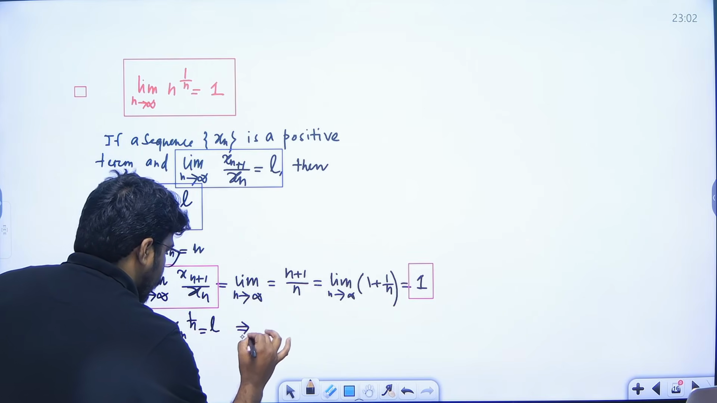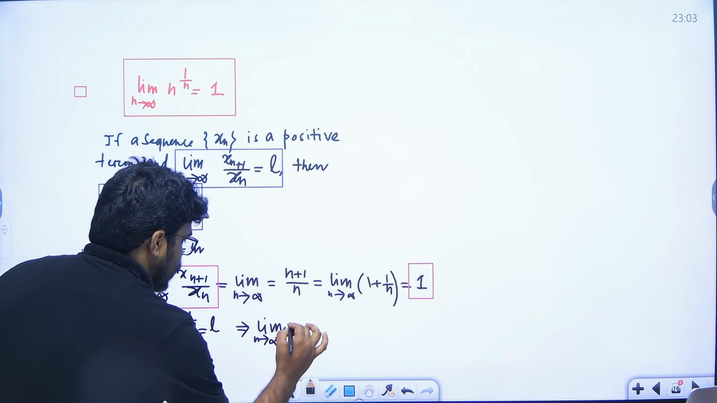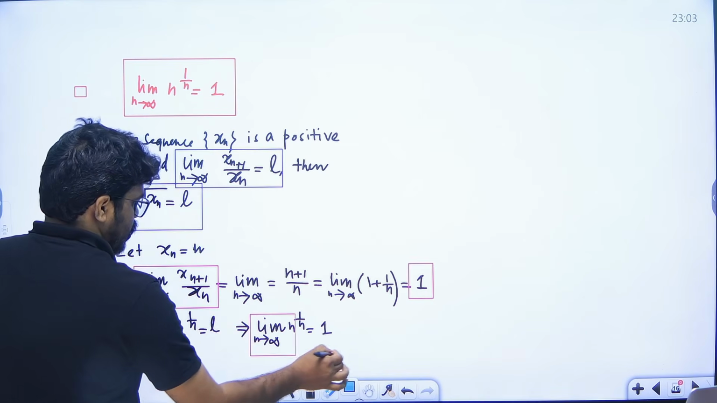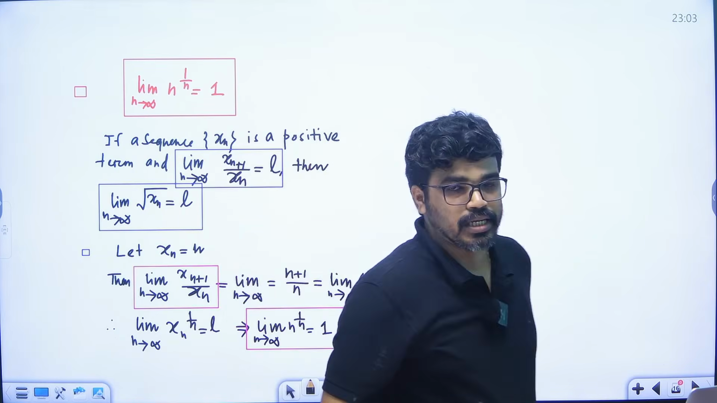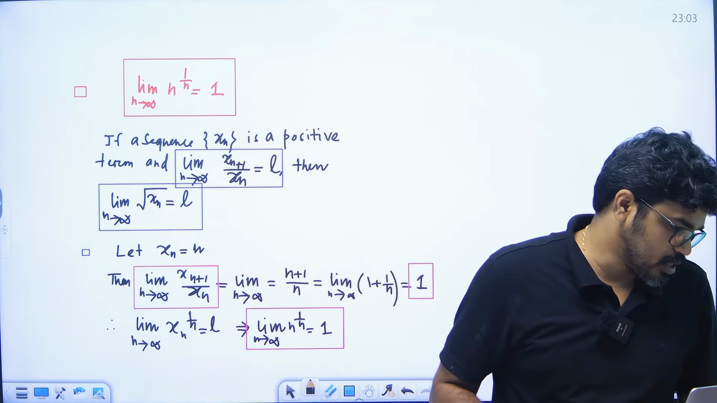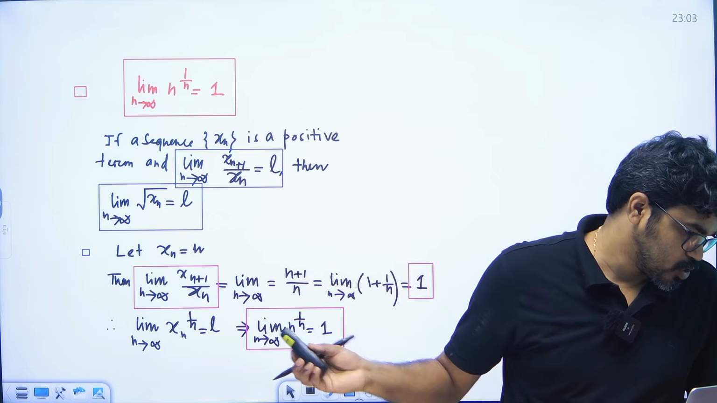So this implies, what is xn? We took xn is n, so n to the power 1 by n is 1. ঠিক আছে, clear? So we proved that the limit as n tends to infinity of n to the power 1 by n is 1. Okay, যে জিজ্ঞেস করেছিল why the limit of n to the power 1 by n is 1, so this is the proper explanation.